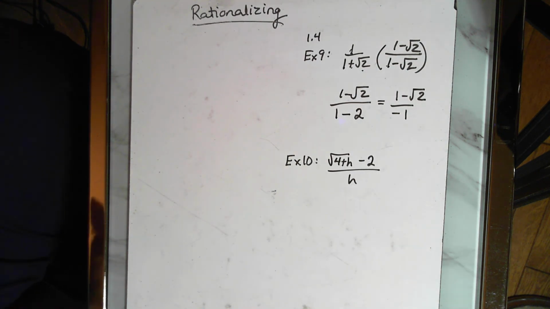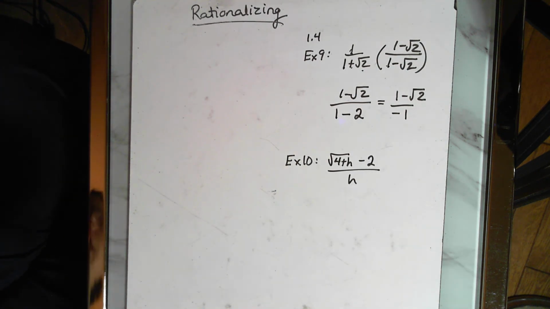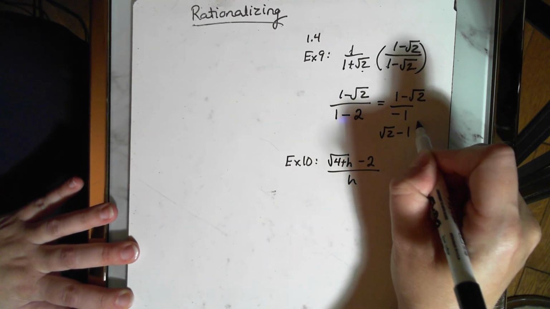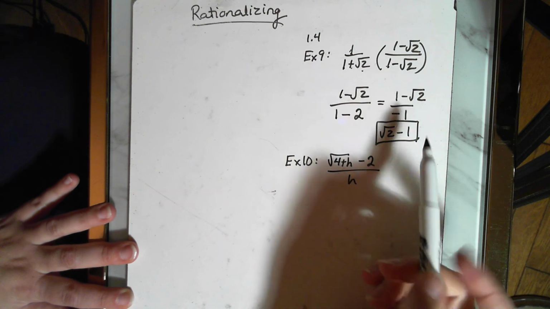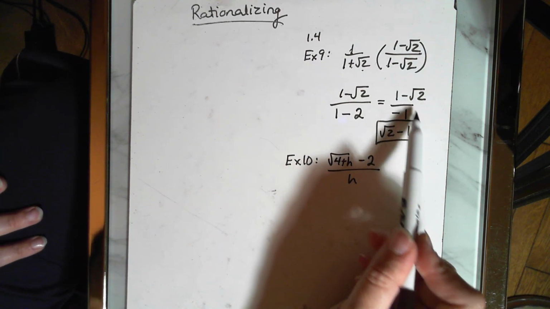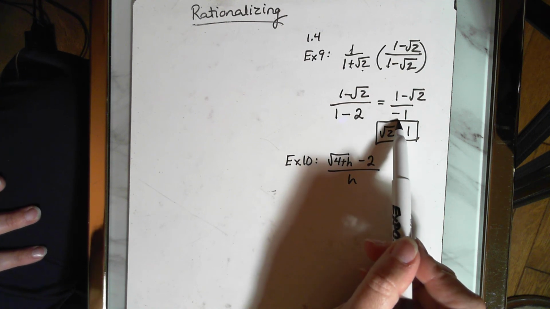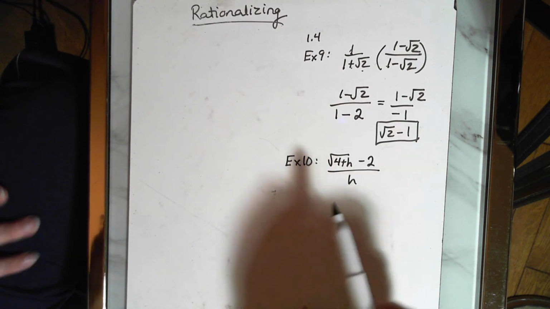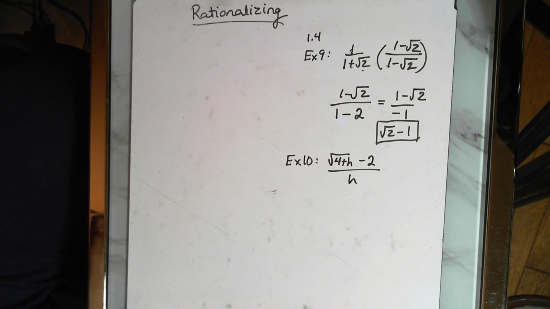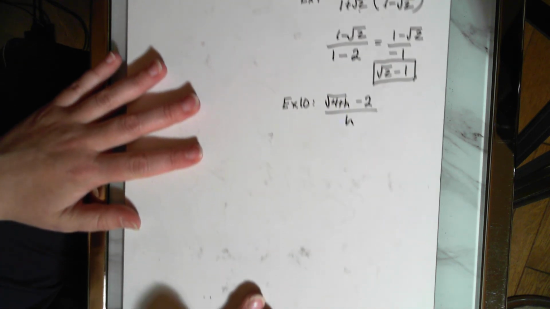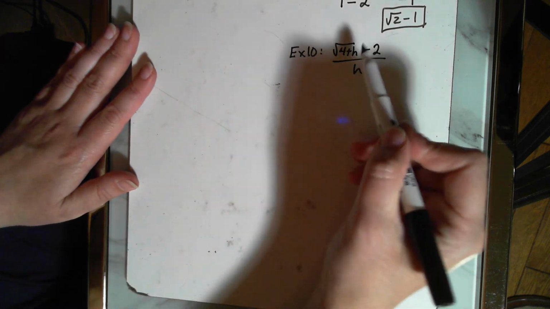And that can actually be simplified as well. And it turns into the square root of 2 minus 1. And that is my final answer. What I did is I just took this negative 1 and I just switched all the signs up here. Because when you divide by negative 1, it's just going to switch your signs and it's not going to affect the numbers really.